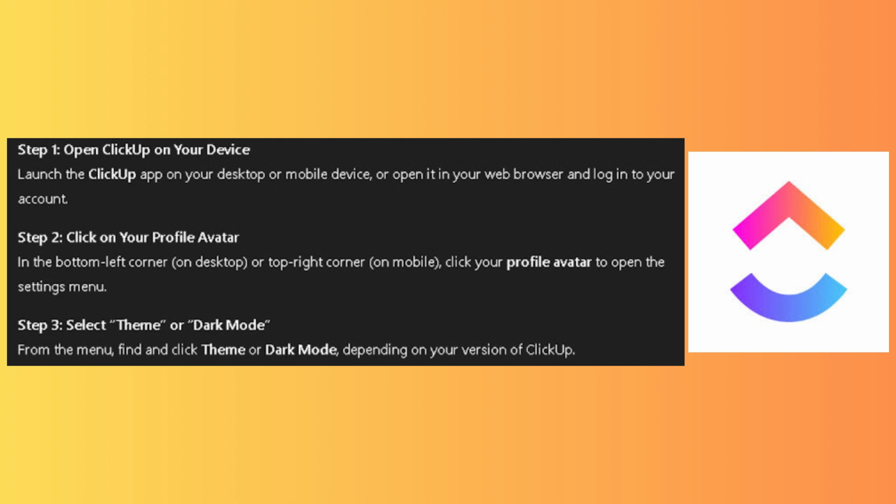Click on your profile avatar. In the bottom left hand corner, or the top right hand corner on mobile, click on your profile avatar to open the settings menu. Select themes or dark mode. In the menu, find and click on themes or dark mode, depending on your version of ClickUp.